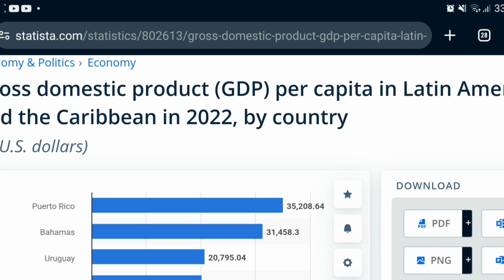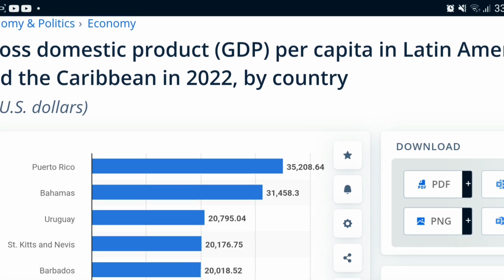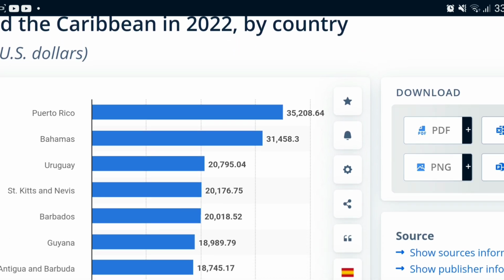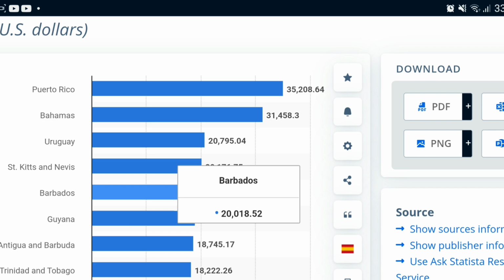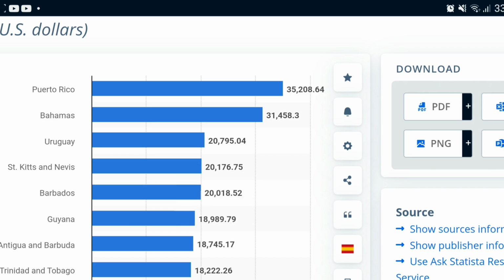It says gross domestic product, GDP per capita in Latin America and the Caribbean in 2022 by country. The currency here is the world standard, the US dollar. So let us look at the top right here. At the top you can see $35,208.64, and that's Puerto Rico at the highest. For some reason they don't put countries like Cayman Islands on this. I don't know why, but Cayman is much higher than that. Bahamas is there at $31,458.30. Uruguay, St. Kitts, Barbados, and you can get the picture.